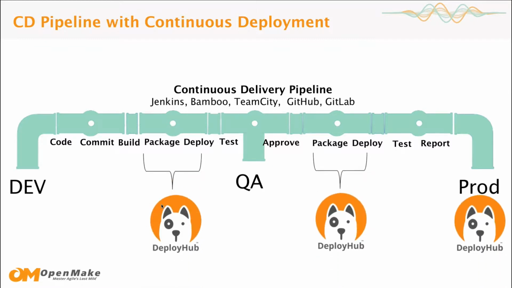So let's take a look at what happens with the pipeline now that DeployHub is in place. DeployHub is going to create the standardized and repeatable process around the package and deploy. Because it's standardized and repeatable, we are able to move up and down the pipeline very easily. So we can go from development to QA to production seamlessly.